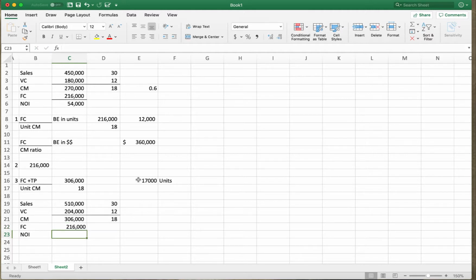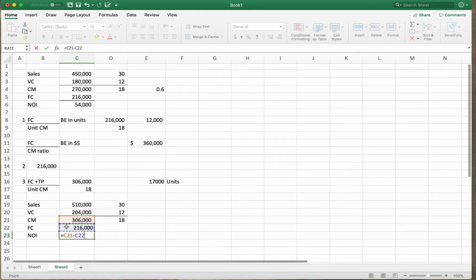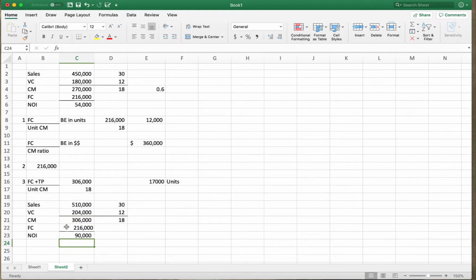So what then is my net operating income? Well, contribution margin minus fixed costs, 90 grand. So yes, that calculation, the units sold to attain a target profit of $90,000, or 17,000 units need to be sold to attain a target profit of $90,000, is accurate. That's what we calculated in the problem. We just kind of proved it visually.